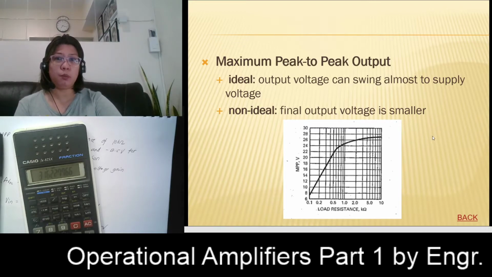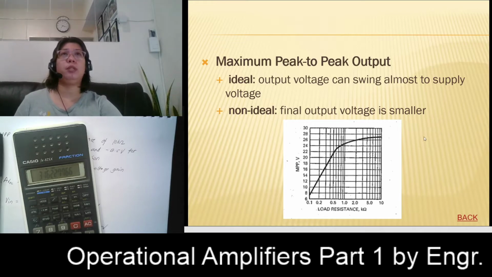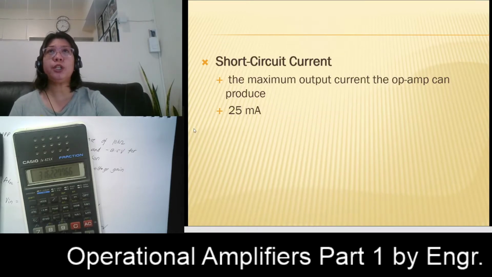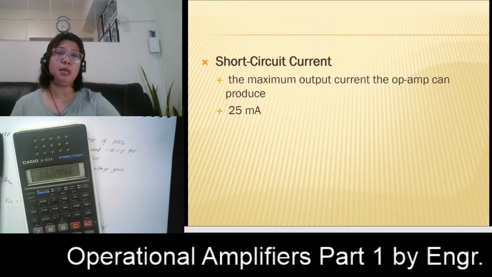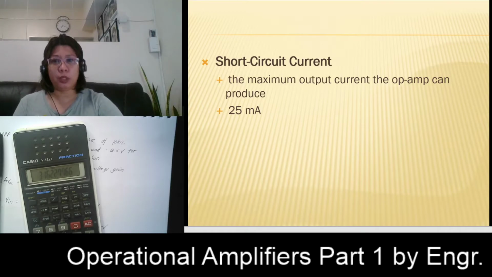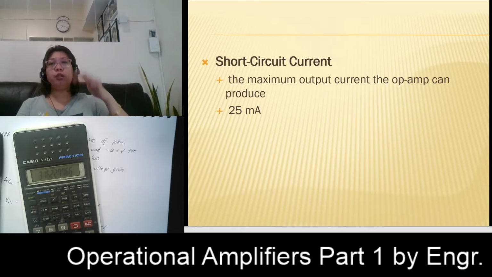Okay, so that is the difference between using an ideal and a non-ideal operational amplifier. Okay. So for the short circuit current, what do we mean by a short circuit current? This is the maximum output current that the op-amp can produce. For 741 again, its maximum current is 25 milliamperes. It is also dependent on the value of your load resistance.